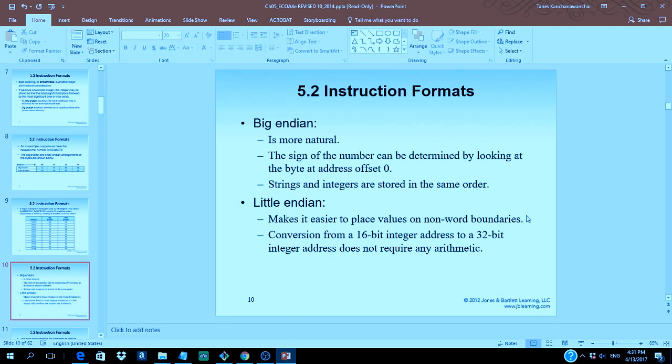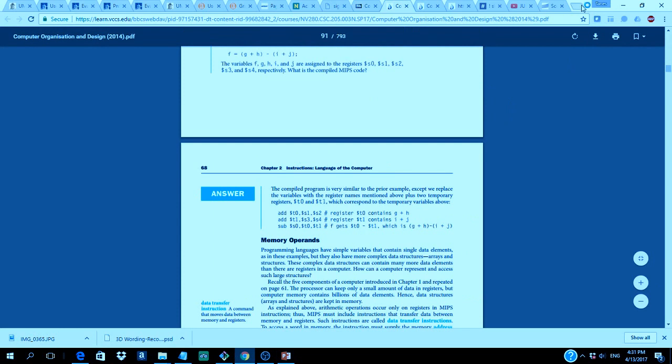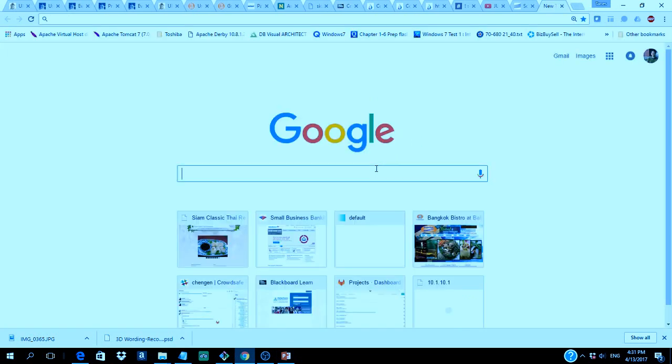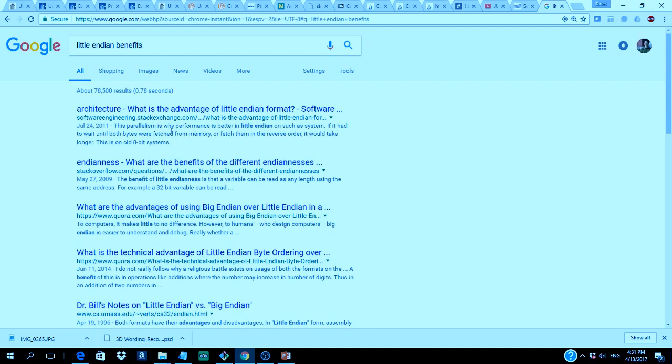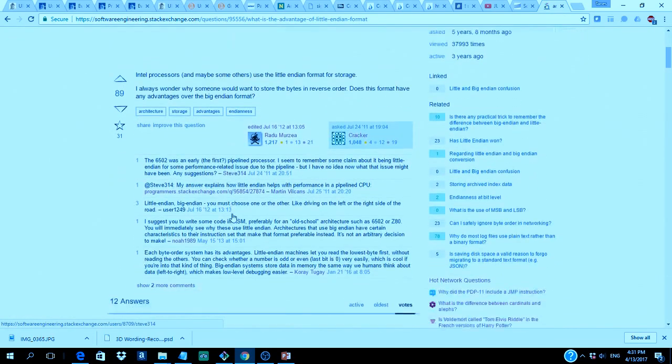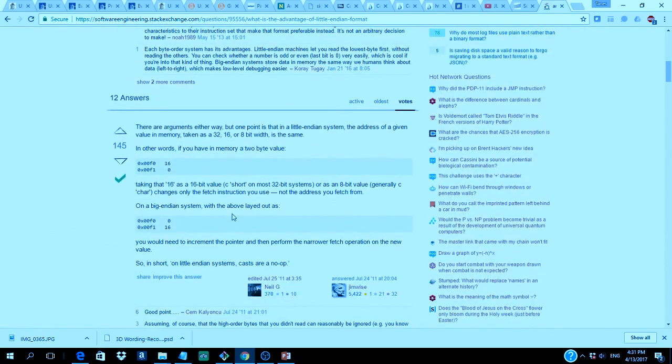Or if you look at your textbook, it may explain more. Can you look in detail? Okay, benefits. Okay, this one also talks about that.